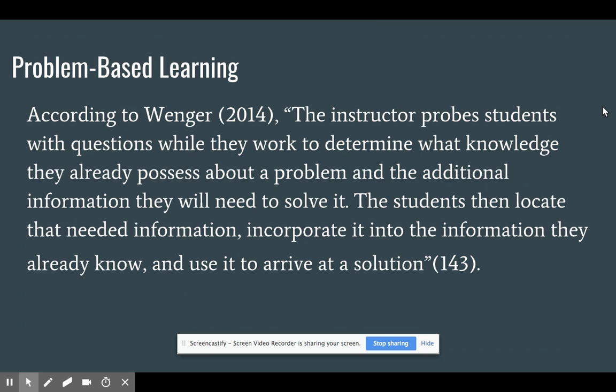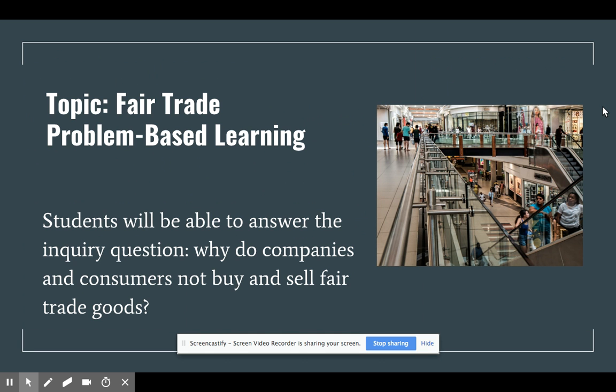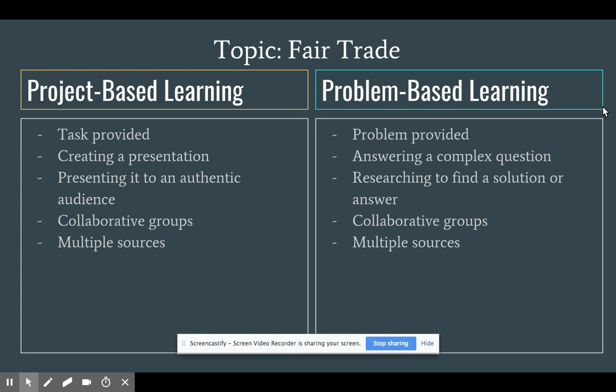According to Wagner, the instructor probes students with questions while they work to determine what knowledge they already possess about a problem and the additional information they will need to solve it. The students then locate the needed information, incorporate it into the information they already know, and use it to arrive at a solution. So, thinking about the problem-based learning project for fair trade, students are going to have to work together to find the information in order to solve the question or solve the problem in general.